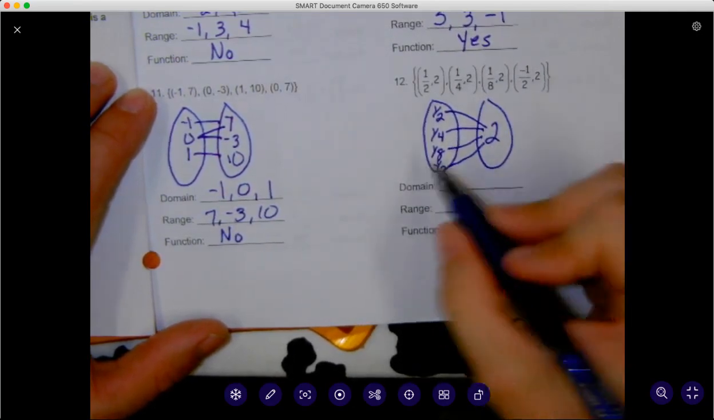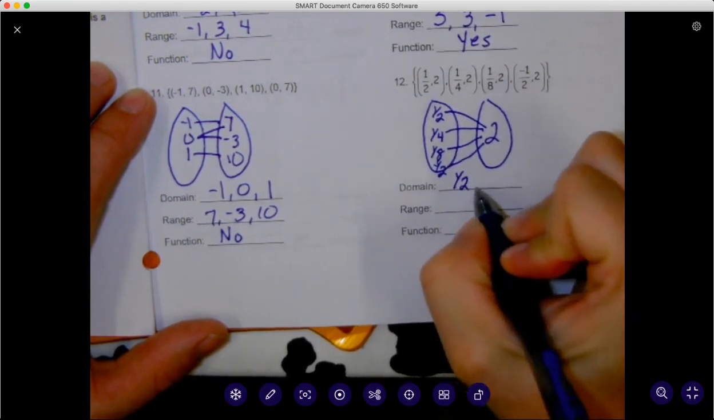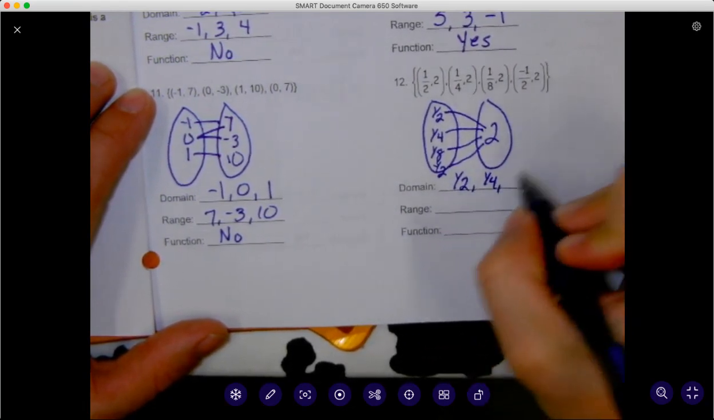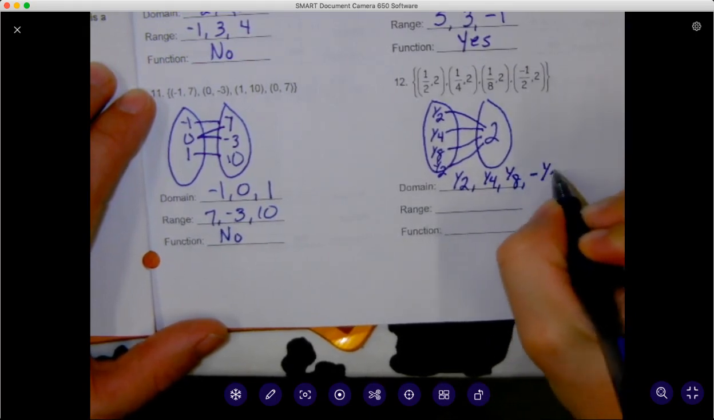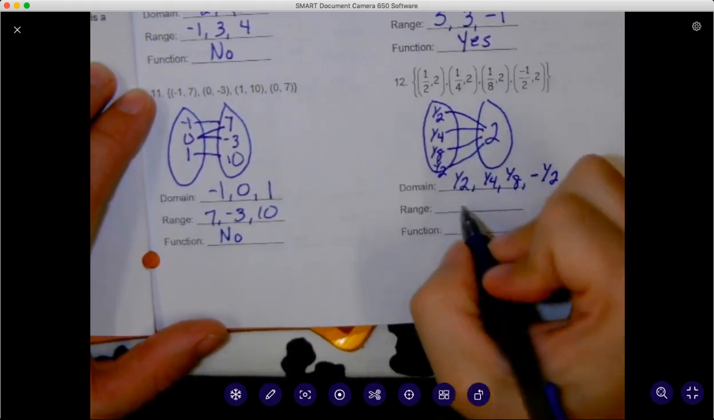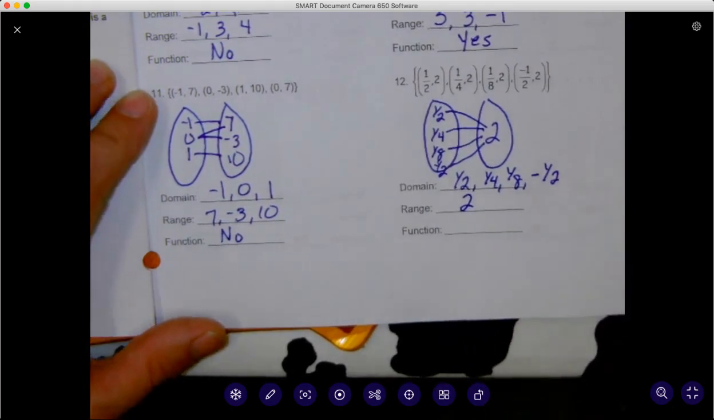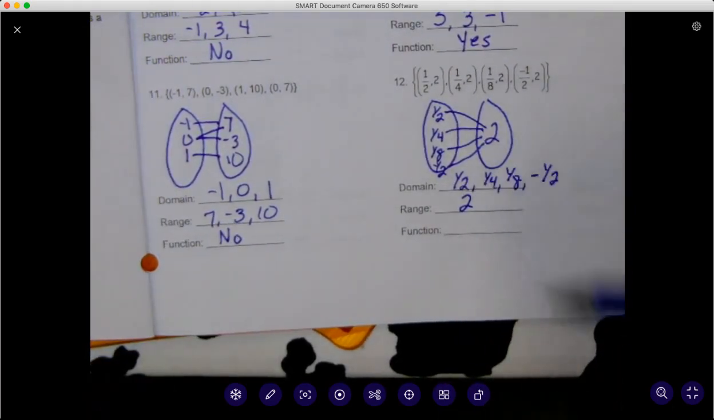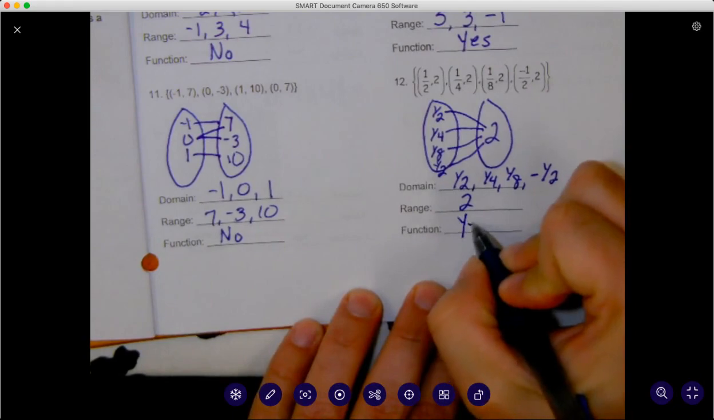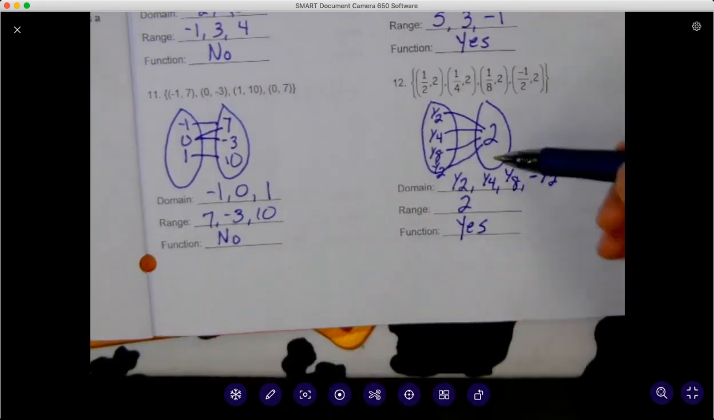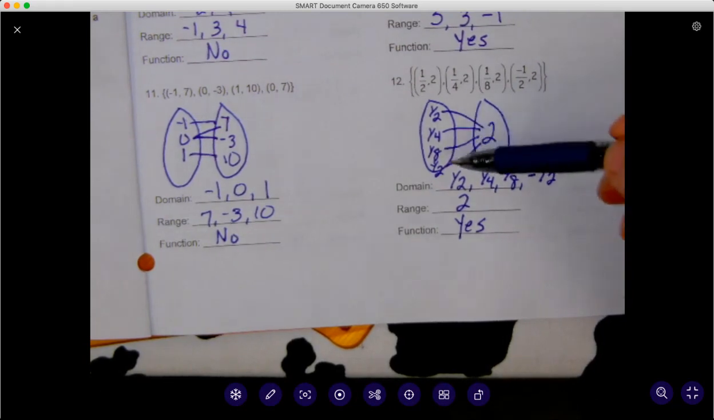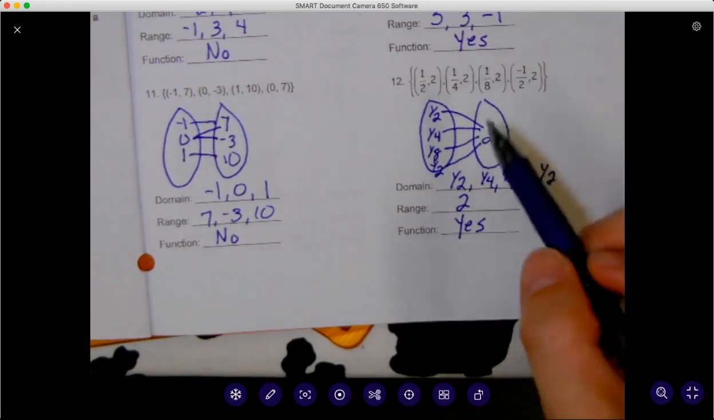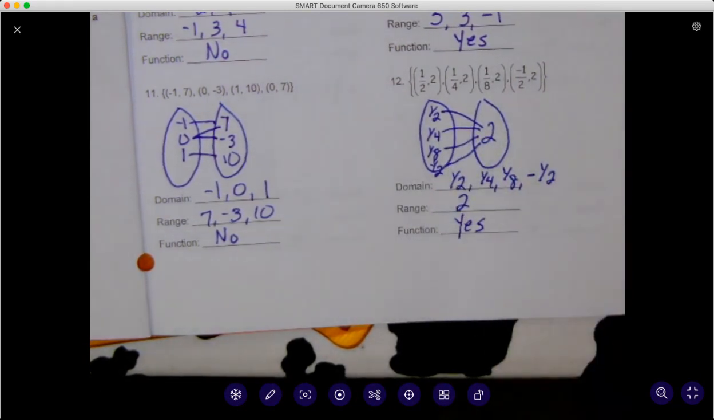So the domain is the list of guys, 1/2, 1/4, 1/8, and -1/2. The range, the list of girls, is just 2. So is this a functioning relationship? Each guy only likes one girl, so yes. Now, this girl can't help that a bunch of guys like her. She may like one of those guys, she may not like any of those guys. But each of these guys is ready for a functioning relationship because they only like one girl.